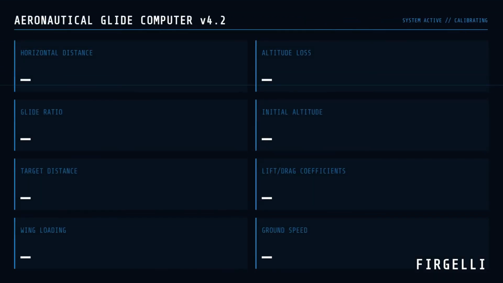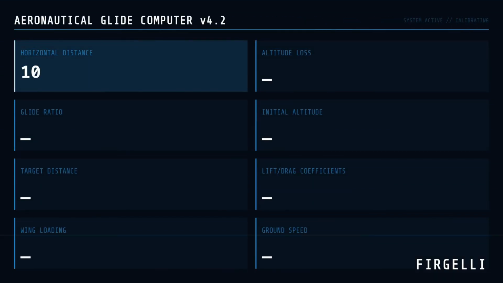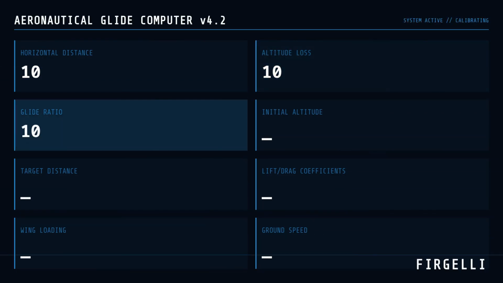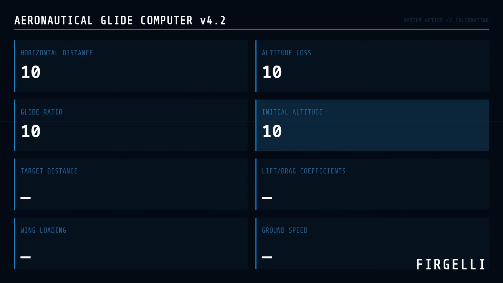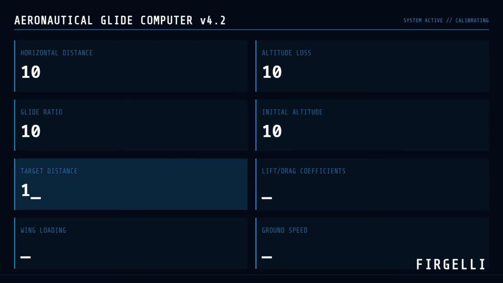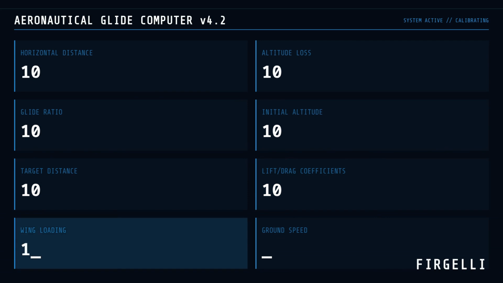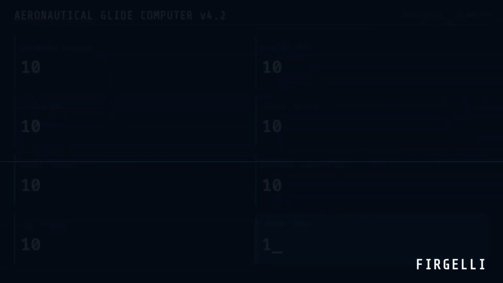Here's a worked example. I'll input 10 for horizontal distance, 10 for altitude loss, 10 for glide ratio, 10 for initial altitude, and 10 for target distance. I'll input 10 for both lift and drag coefficients, 10 for wing loading, keeping air density at 0.002377, and 10 for ground speed.